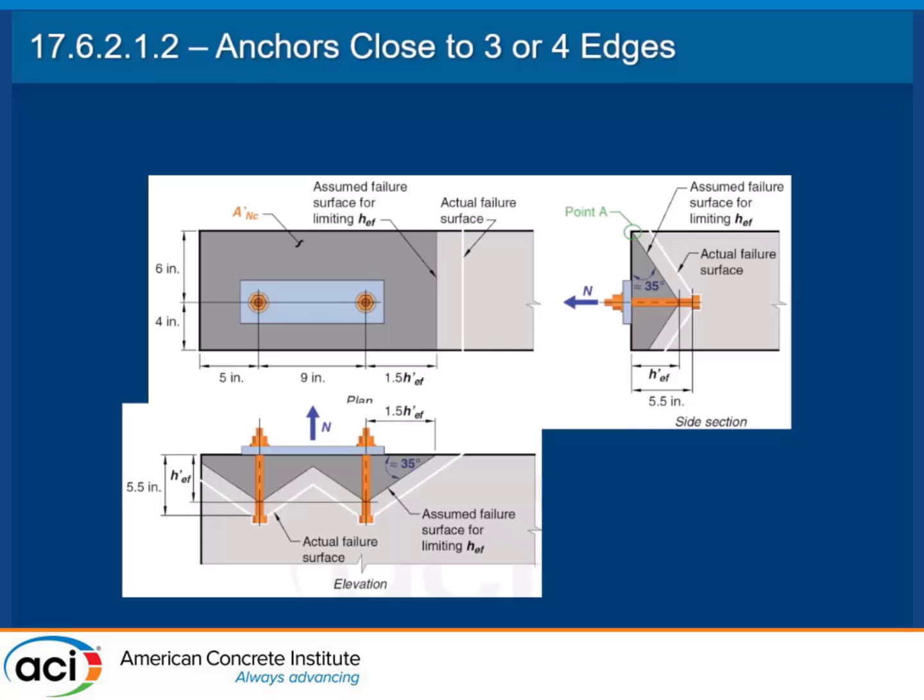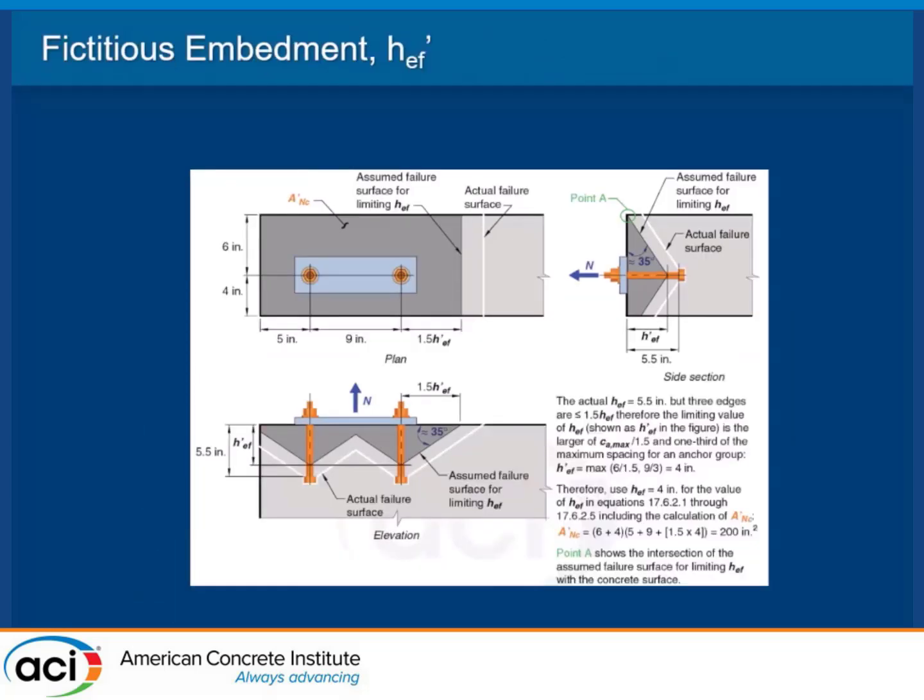you actually have to adjust your H effective prime to an assumed failure mode, meaning you're not really down here, you're really up here for all your calculations. And so the code tells you how to do it. There's a couple little calcs you have to make here. You've got your greater edge distance, you have your spacing, and you make a calculation, and you'll find out that the H effective prime that you're going to use is 4 inches.